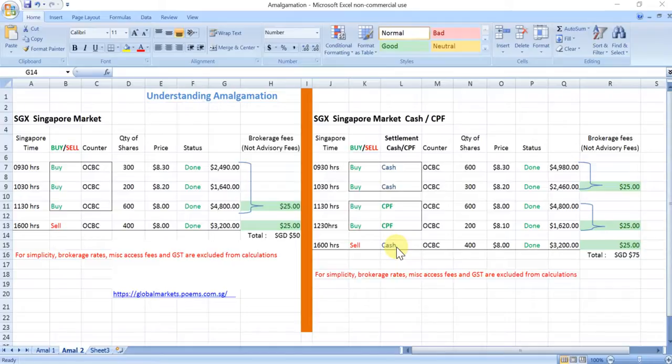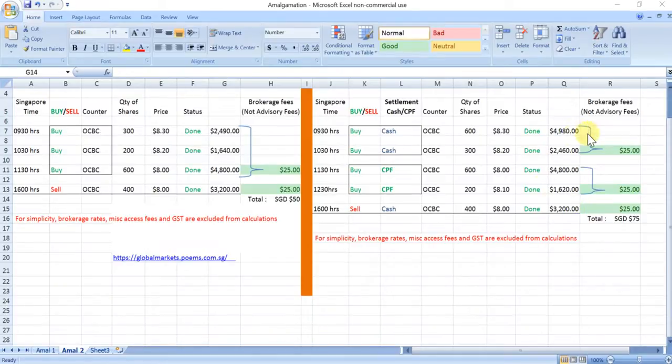In this case, the two buy trades using cash are summed up as one trade, and the two buy trades using CPF OA are summed up as another trade. And the sell trade of OCBC on cash is regarded as another trade. So in this right column example, there are 5 transactions and they are classified as only 3 trades, 1, 2, 3 for the day, and not 5. So this is considered amalgamation, that we have one amalgamation here and another amalgamation over here. Thus the brokerage fee works out to be 75.